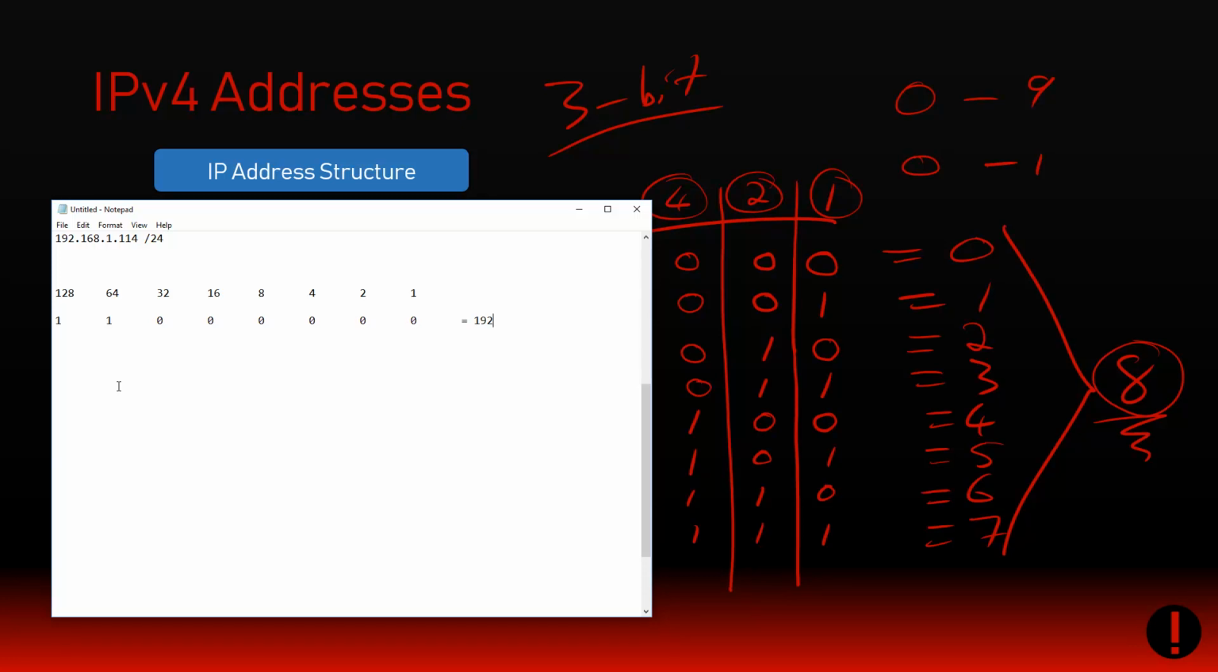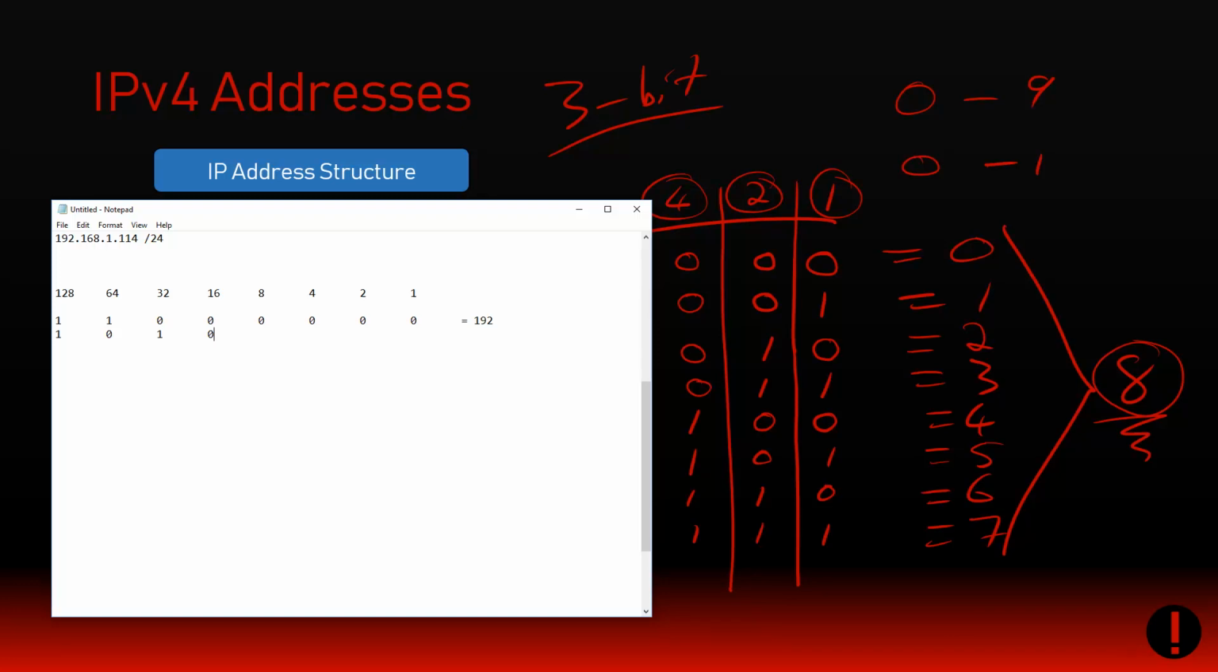Now, there is easier ways to do this. Of course, what I'd like to do before I show you those is let's convert the rest of this number. Let's get all of them done. So 168, well, we've got 128 goes into 168. Absolutely it does, which gives us a remainder of 40. 64 does not go into 40, so that remains 0. 32, however, does go into 40 once, leaving a remainder of 8.